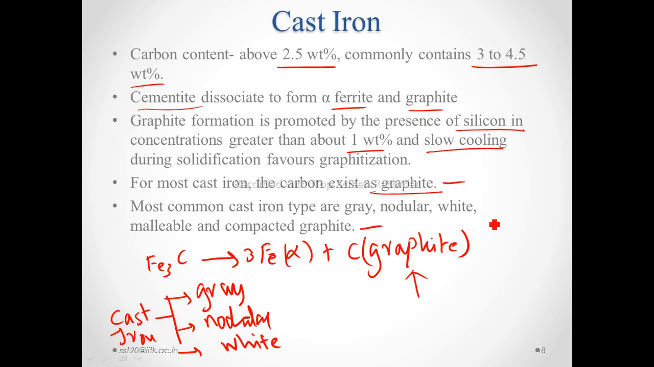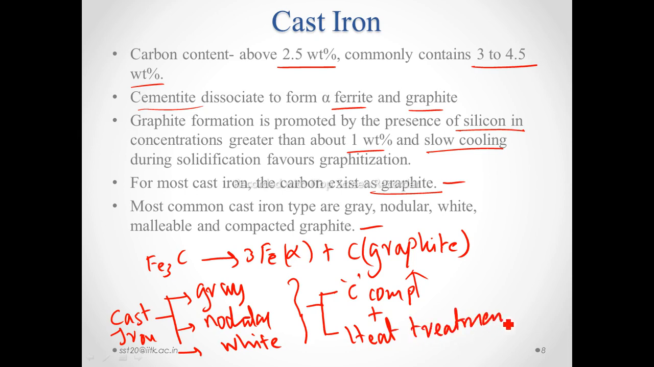This classification can be obtained by changing the carbon composition plus heat treatment. The heat treatment process will change the microstructures, and in turn it will change the mechanical properties. Hence, they are different forms. They will form different forms of cast iron.